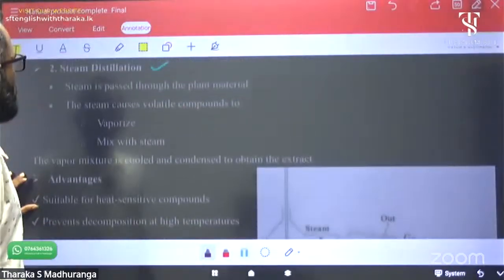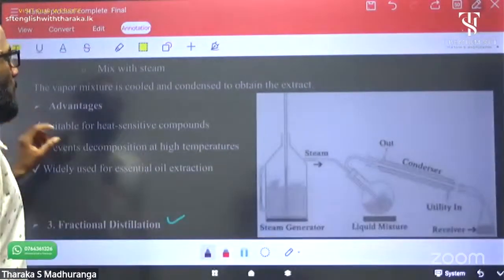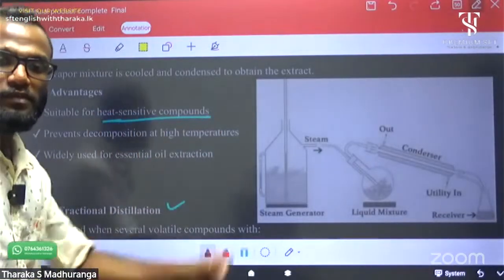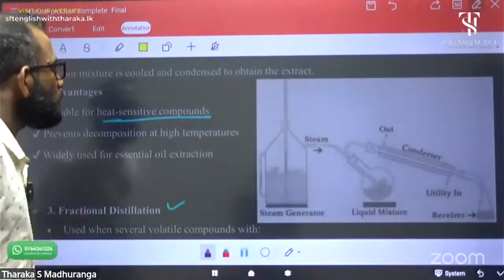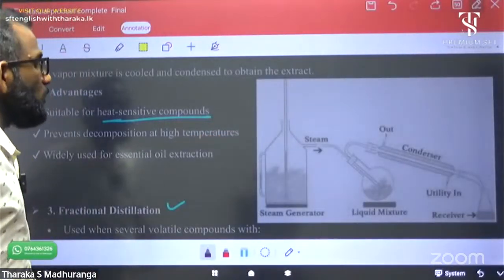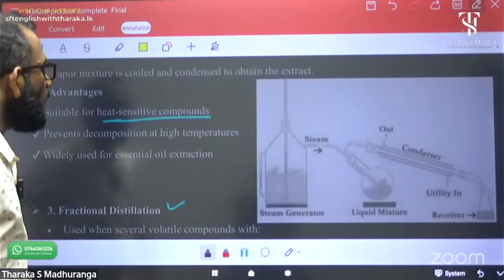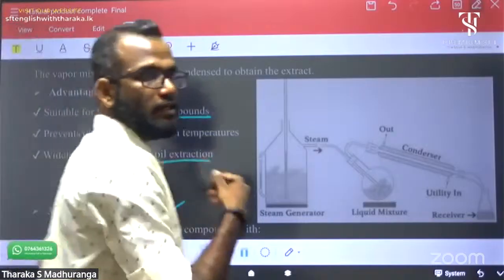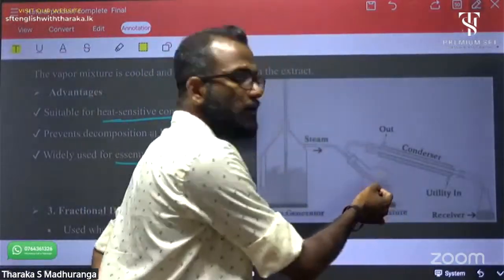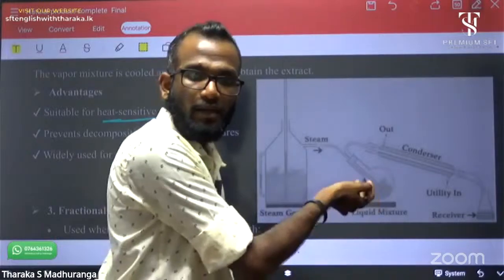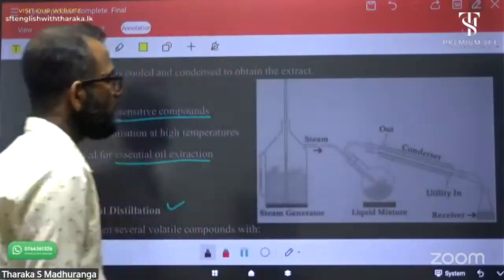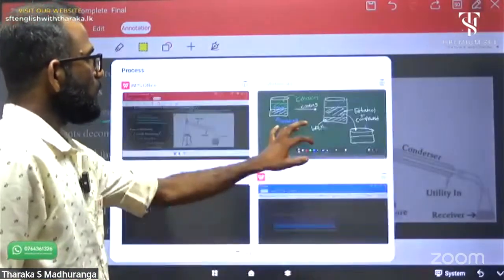Okay, what are the advantages? Suitable for heat sensitive compounds, because it is in contact with vapor, preventing decomposition at high temperature. Widely used for essential oil extraction. Why? Essential oil easily evaporates with vapor and vaporizes and again converts into liquid, then we can collect it, no wasting, right? This is the method.